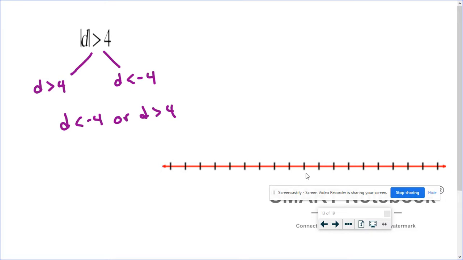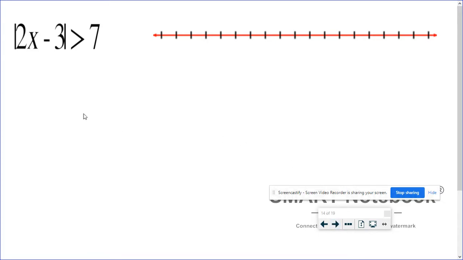If I were to graph this, let's say 0 is here, that makes negative 4 here. There would be an open circle at negative 4 for this part. It's open because it's just less than, and then you shade to the left. d is greater than 4: 4 would be here, open circle at 4. Then we shade that way. And again, this is or because they are going in opposite directions. They're not pointing at each other.